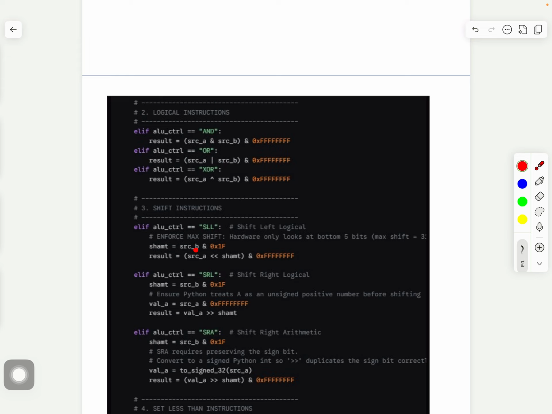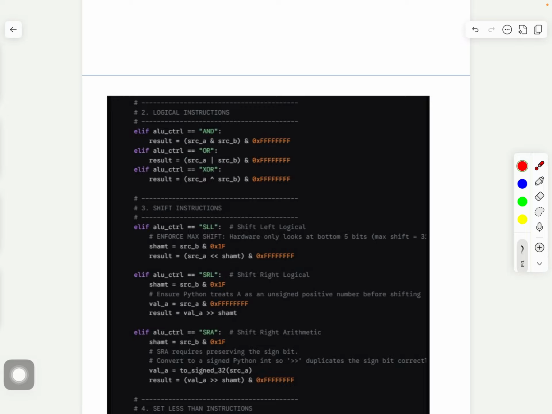Okay, I will check that. Source B, I'm expecting, is the amount by which we will shift source A. So this is 5 bits, so you truncate it, mask it, and then you shift by this much, and you also make sure the result is also 32 bits.